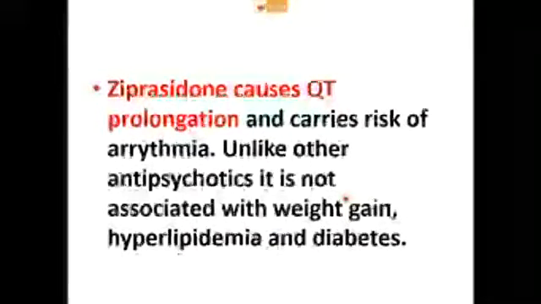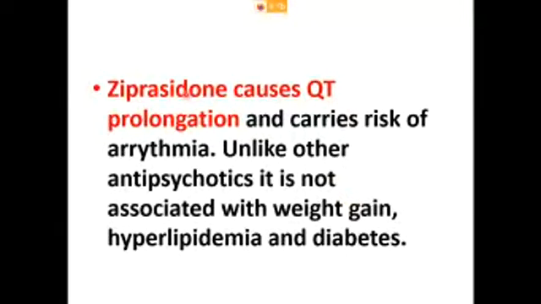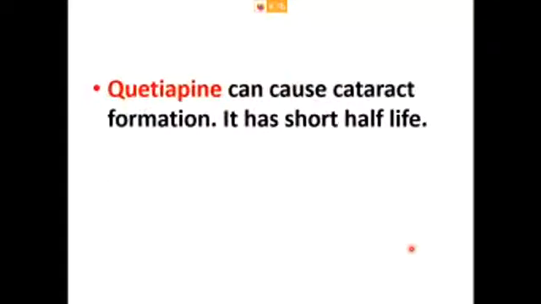Now I am going to talk about ziprasidone. Ziprasidone, I told you it is safe from the metabolic abnormalities. Okay, ZA. Ziprasidone and aripiprazole are safe from your metabolic abnormalities. ZA is safe from the metabolic abnormalities. But the problem with ziprasidone is it can cause QT prolongation and can increase the risk of arrhythmia. So, unlike other antipsychotics, it is not associated with weight gain, hyperlipidemia, diabetes. So, ZA is safe in weight gain, hyperlipidemia, diabetes, metabolic syndrome.